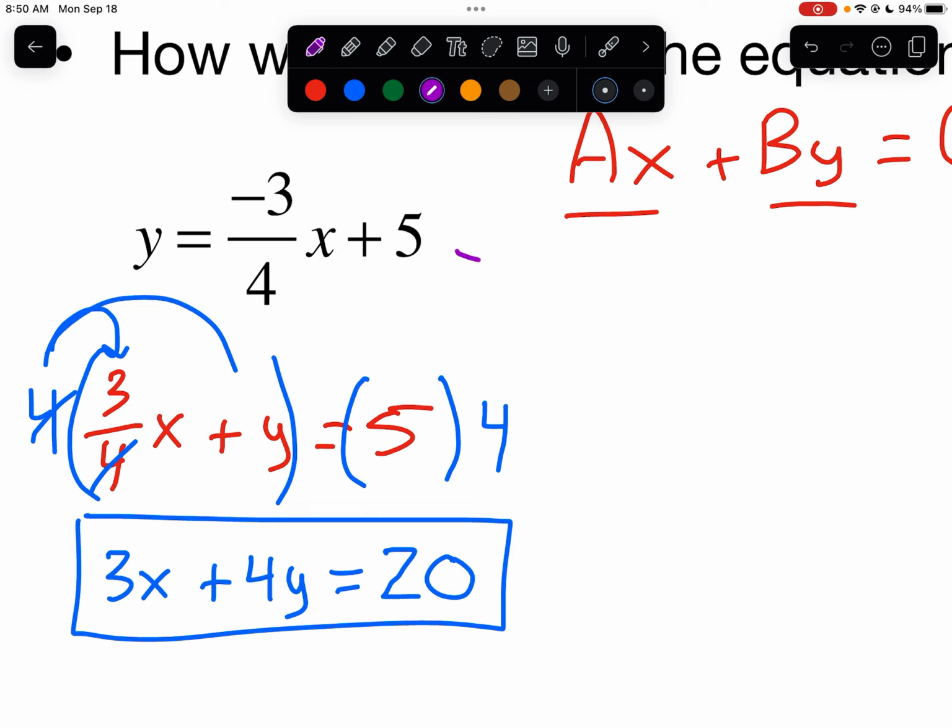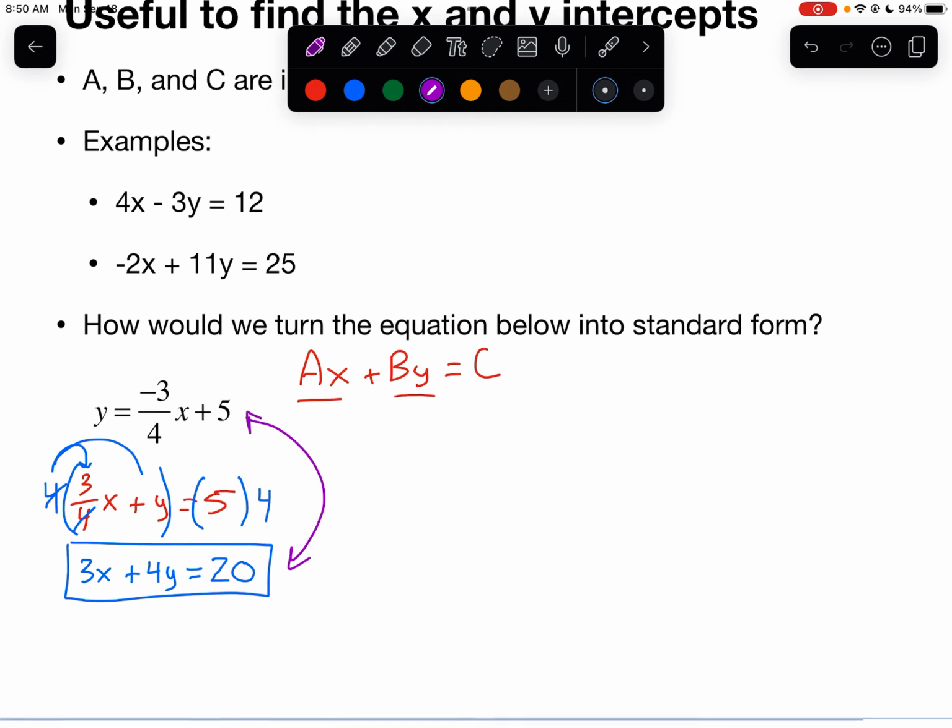To be totally transparent, if you graphed both of these, they would look exactly the same, the same function, same graph. They're just written a little bit differently in different formats.